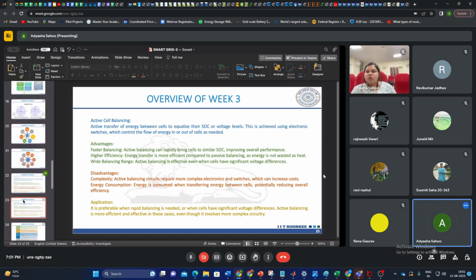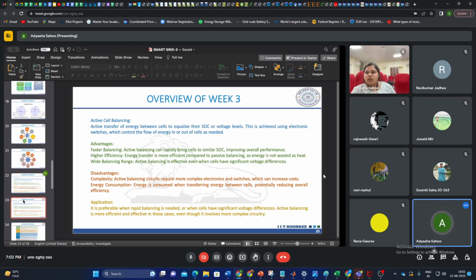Moving on to active cell balancing. In active cell balancing, we are transferring the energy between the cells to make their SOC or voltage levels equal. We achieve this with the help of electronic switches, or electronic circuits, which control the flow of energy in and out of the cells.